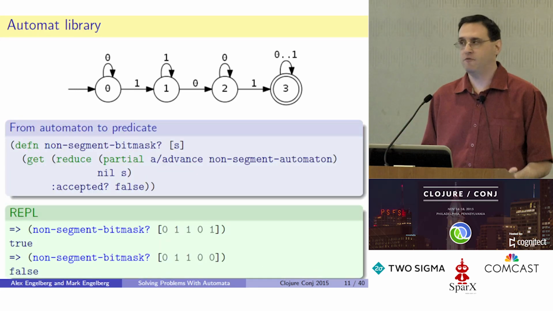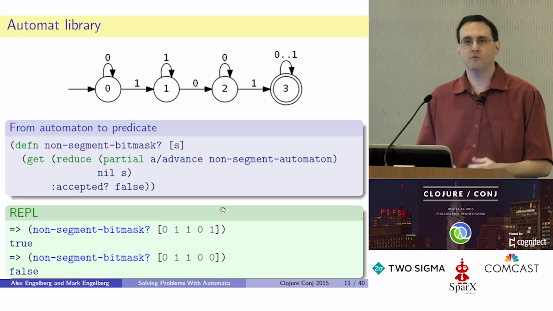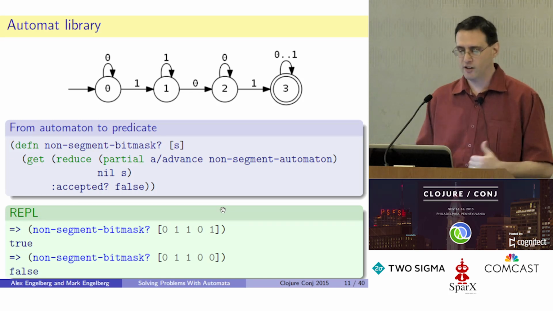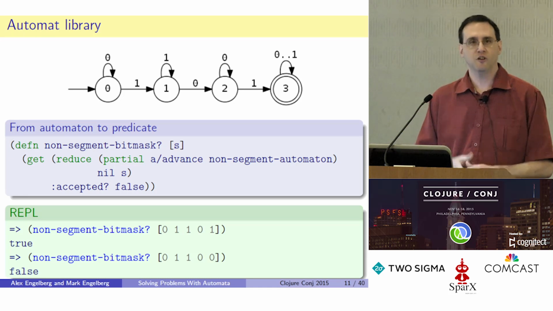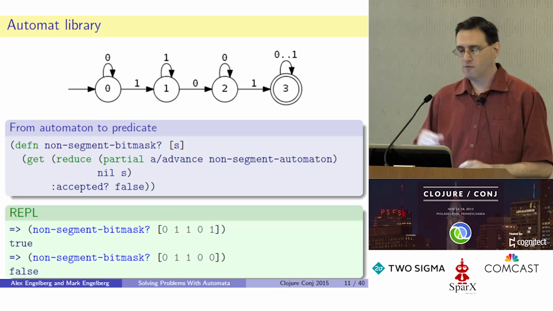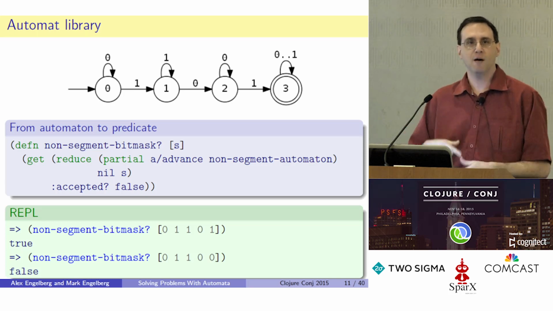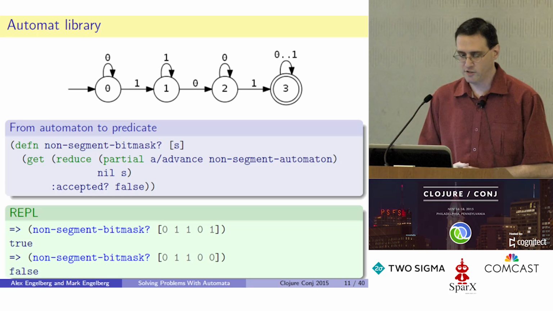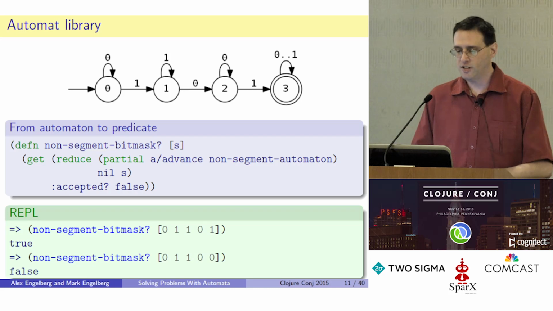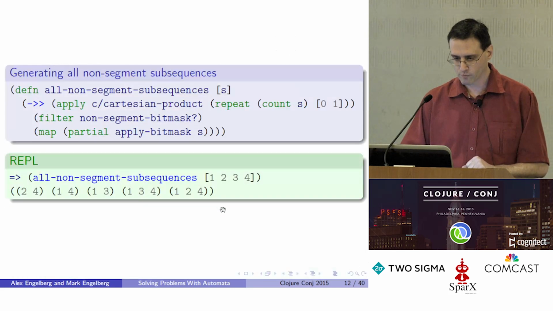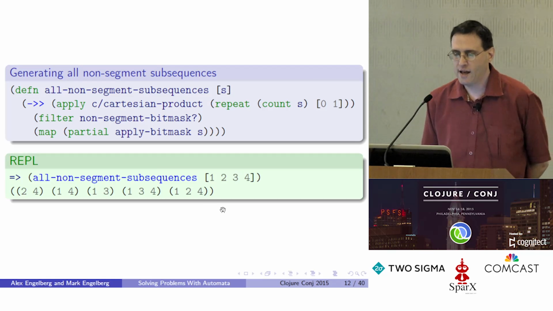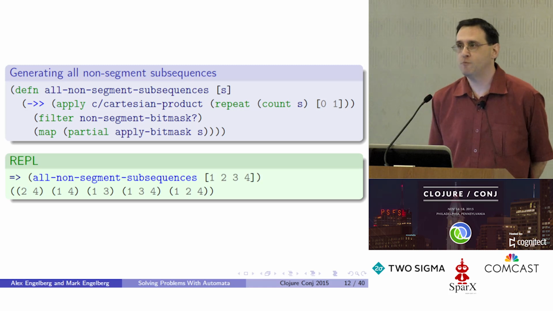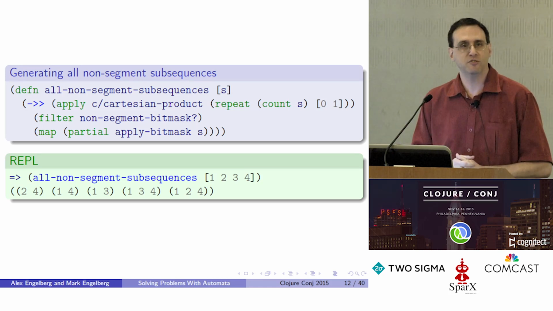Once you have this advance function, it's not hard at all to write this non-segment bitmask predicate function. Basically, we just do a reduction on the sequence by stepping through the automaton with each of the numbers as the next transition. And at the end, we look to see if it's in an accepted state or not. At this point, we have the tools we need to build that all non-segment subsequences function.